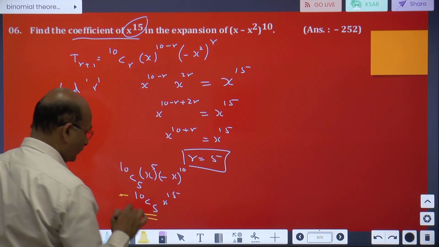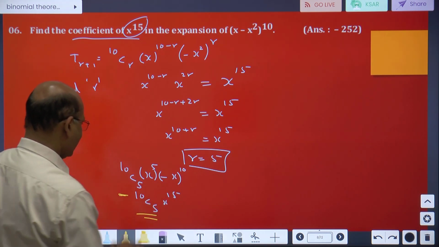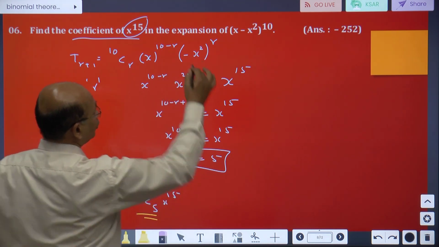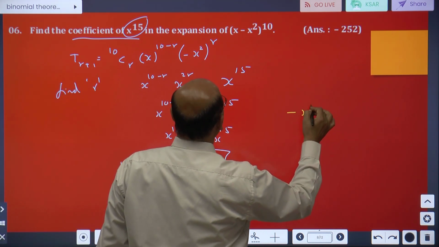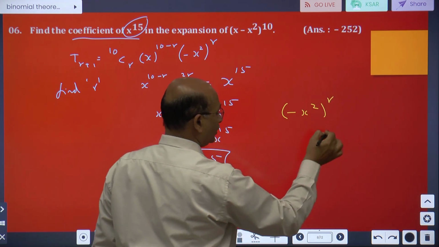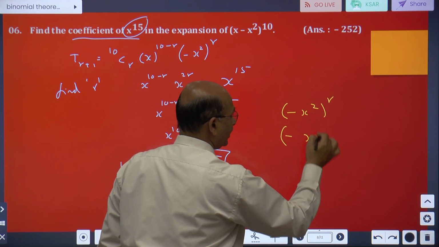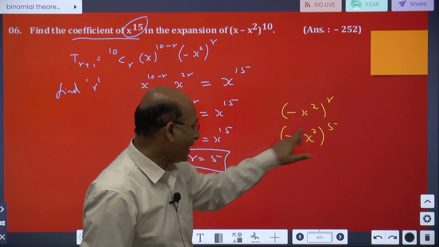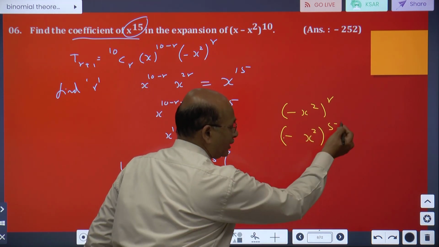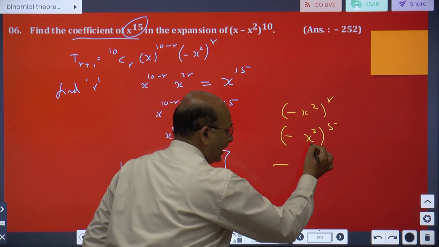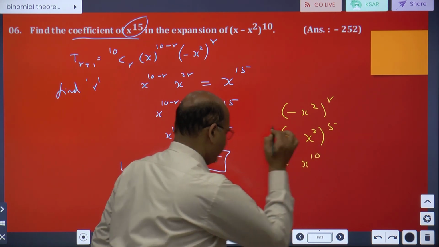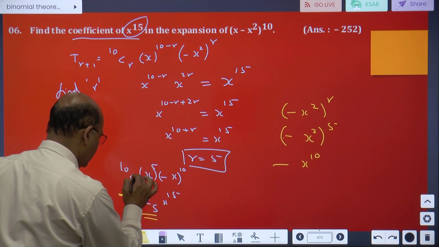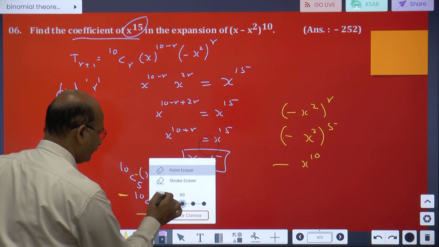So this minus, please understand this. It's not minus x raised to 10. See, it was minus x square raised to r, correct? So this is minus x raised to 2 raised to 5. Now when I apply to both, minus raised to an odd number will be minus, and this is x raised to 10. So eventually it will be minus x raised to 10. I want to write the minus out here instead of inside.